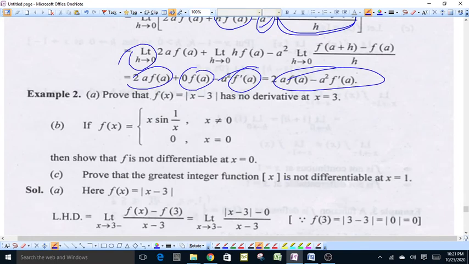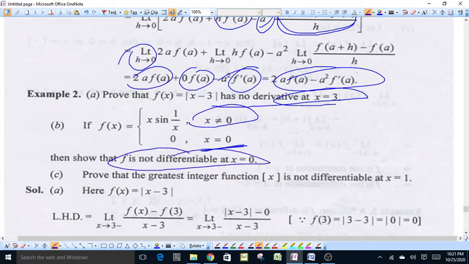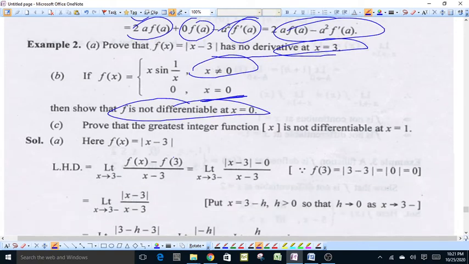Now we have to prove that f(x) = |x − 3| has no derivative at the point x = 3. Also, in the second question, if f(x) = x sin(1/x) when x is not equal to 0, and f(x) = 0 when x = 0, then we have to show that f is not differentiable at x = 0. And in another question, we have to prove that the greatest integer function [x] is not differentiable at x = 1.